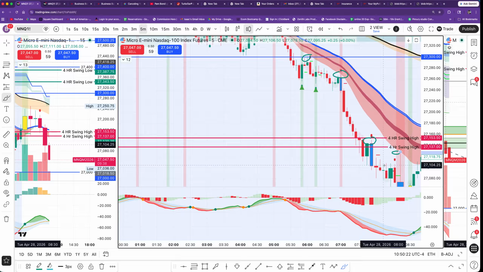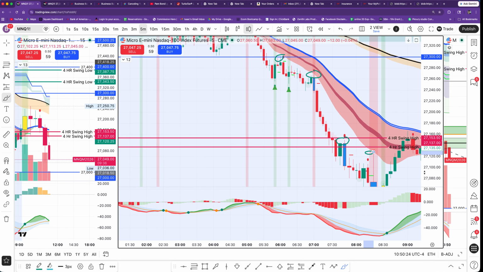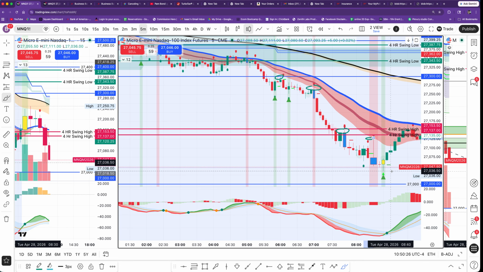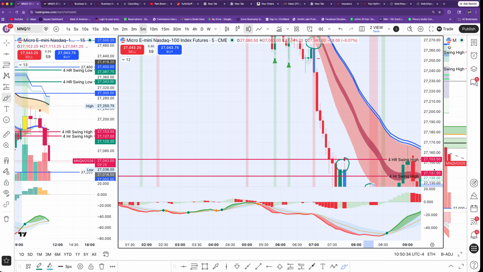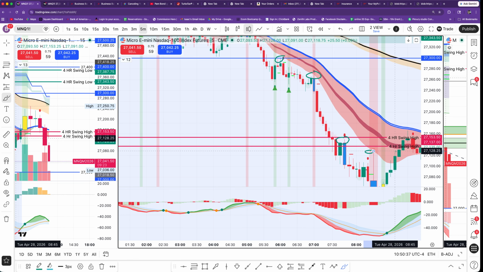Okay, so that happened here. We had a bounce off this level just above the 27,000 level at 27,035, 36, something like that. We did bounce and we got above this most recent swing high. We got all the way up here to about 27,166, and this swing high was at 133. So there's your structural break.